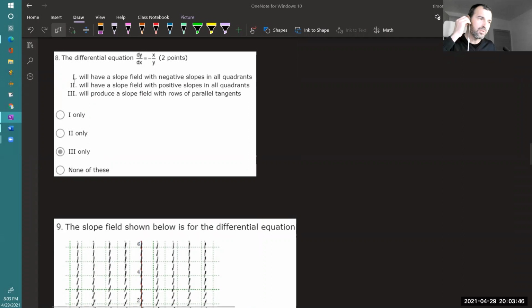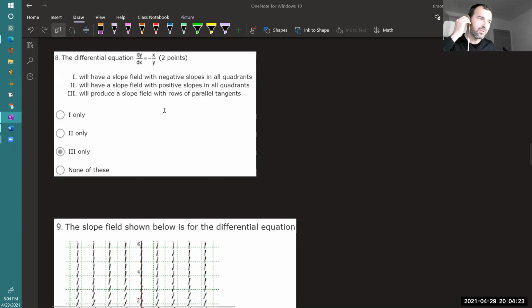Okay, differential equation, right? A couple more of these differential equations. So we'll have a slope field here, okay? This is the question. So this differential equation, dy/dx equals negative x over y. We'll have a slope field with negative slopes in all quadrants, okay? We'll have a slope field with positive slopes in all quadrants. We'll produce a slope field with rows of parallel tangents.